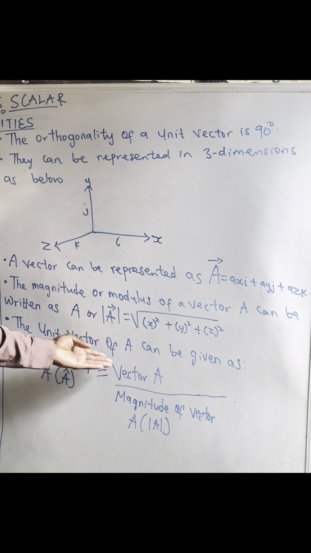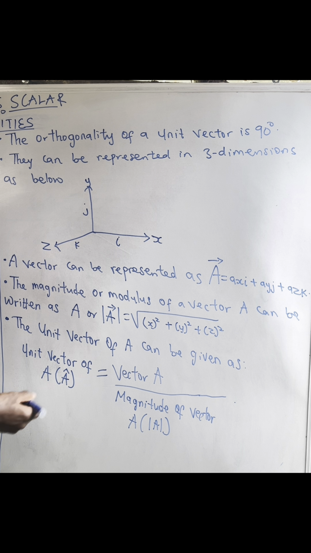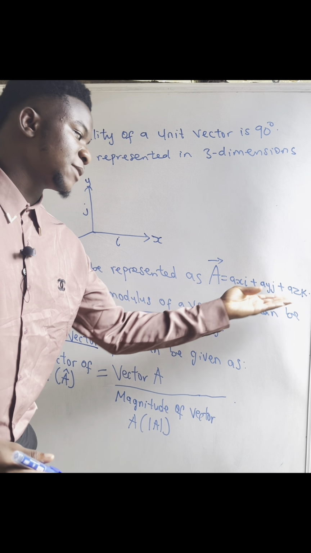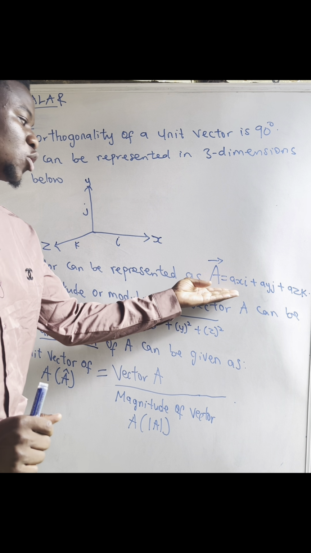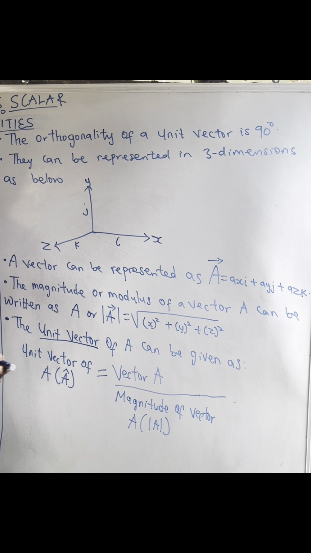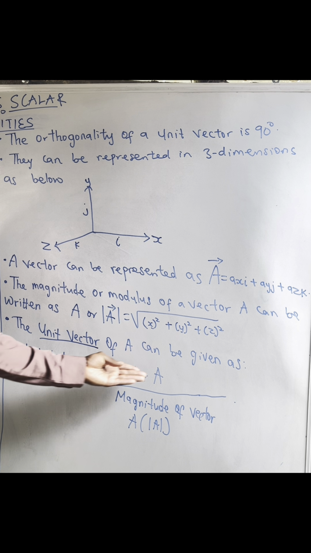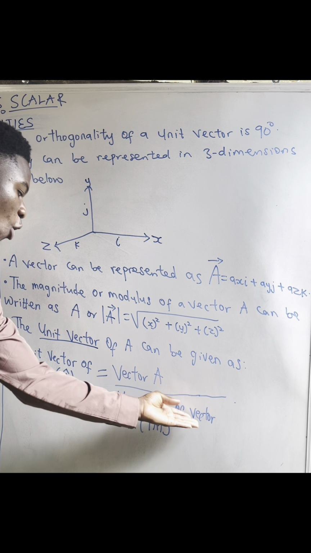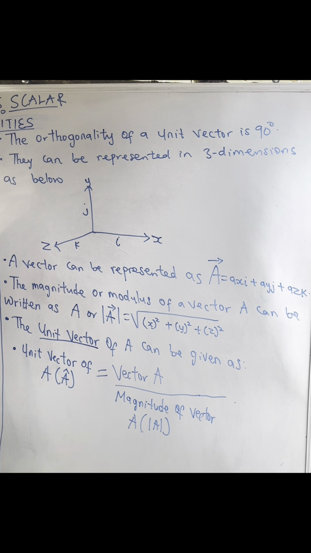The unit vector can also be computed. If you are given a particular vector and you are asked to compute the unit vector of this vector, the formula for the unit vector of vector A is equal to vector A over the magnitude of vector A. So if you want to compute the unit vector of a particular vector, you first look for the vector given, then you look for its magnitude, then you do the vector given over the magnitude of the vector.